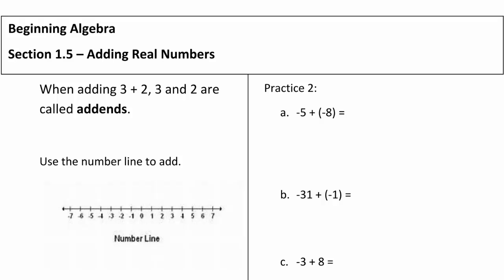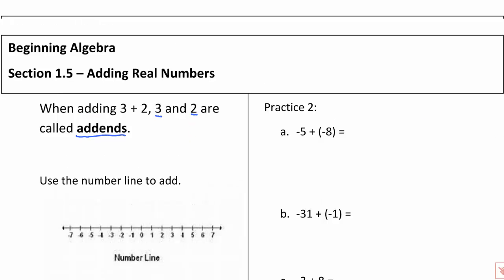This is section 1.5 for beginning algebra, Math 0302. This is the first video for this section. This section is called adding real numbers. Notice that it says when adding 3 plus 2, 3 and 2 are called the add-ins. So this 3 and this 2 are add-ins.